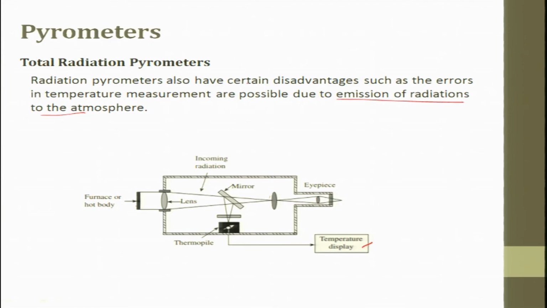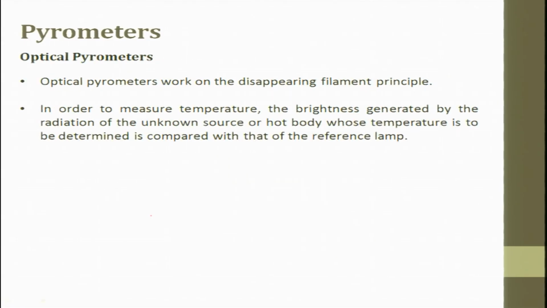So, the radiation pyrometer also has a certain disadvantage, such as errors in temperature measurement being possible due to emission of radiation to the atmosphere. So, what we say is here also you get losses, and because of these losses you might get an error in the temperature.